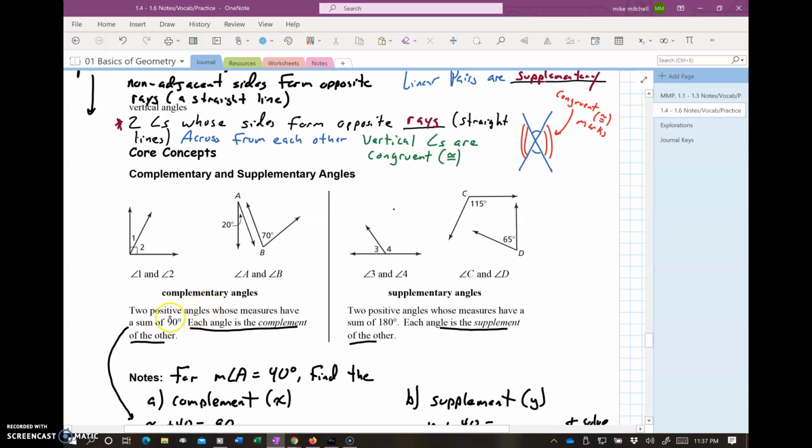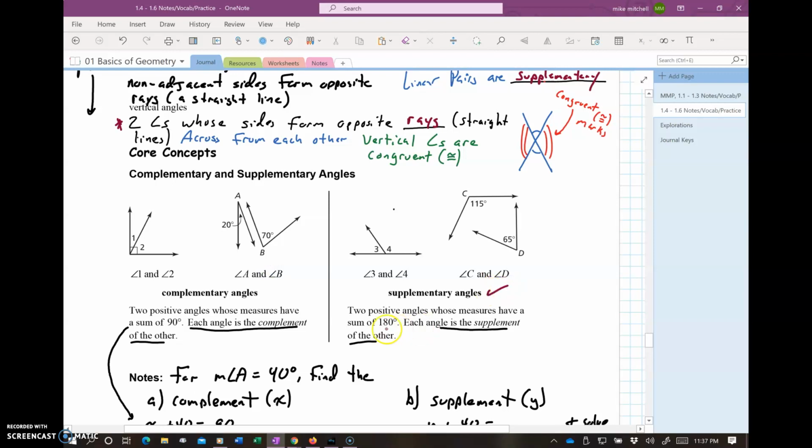Complementary angles: two positive angles whose measures have a sum of 90 degrees. Each angle is the complement of the other. Sometimes they'll be adjacent like this and you'll see it visually. Other times they'll be like these two. They won't be adjacent. They can still be complementary. This case you'll have to recognize more often than not. It won't be told to you. The second case over here, you'll usually be told that those angles are complementary and to do something with them. Or you'll be asked if they are complementary. You check by adding them up to 90.